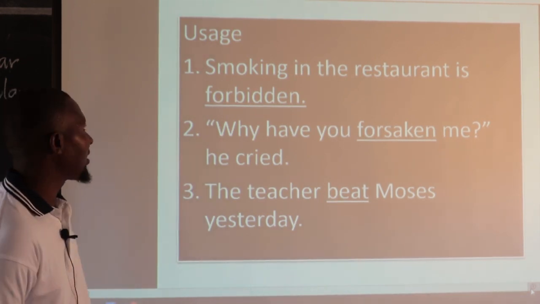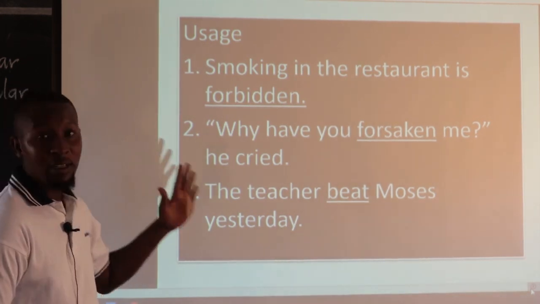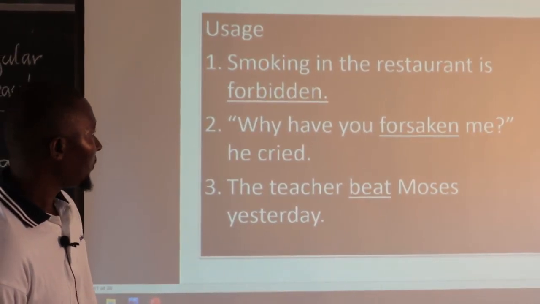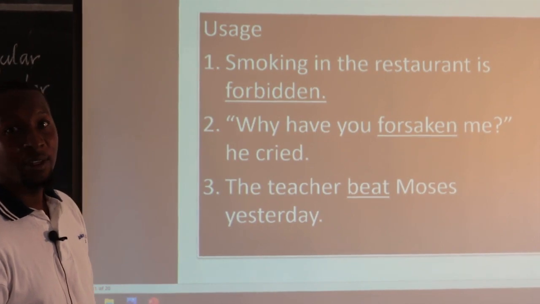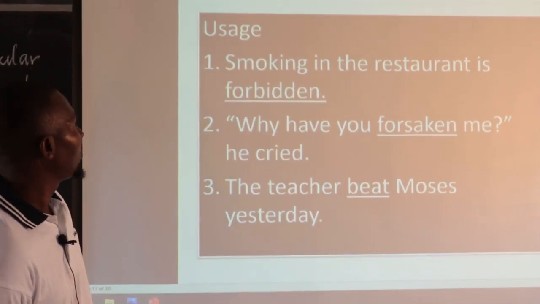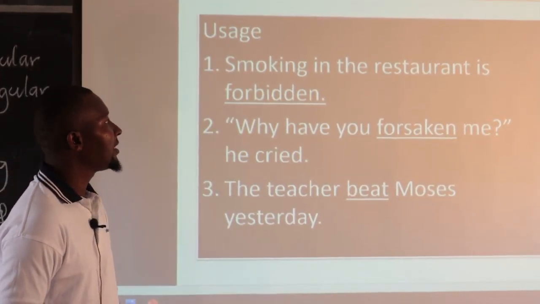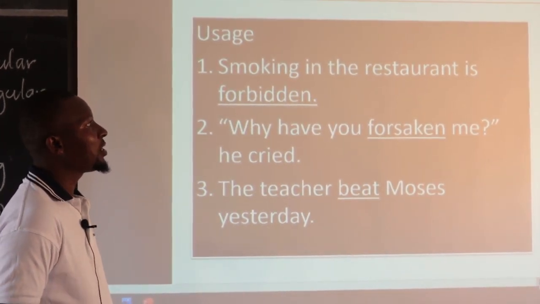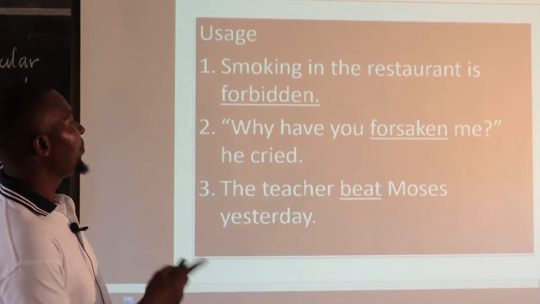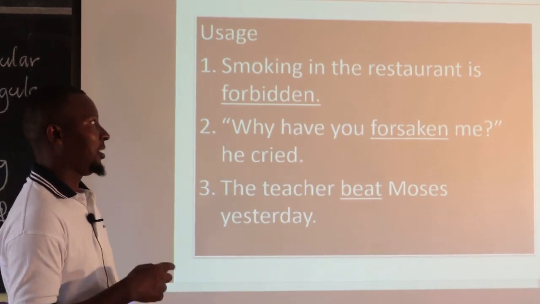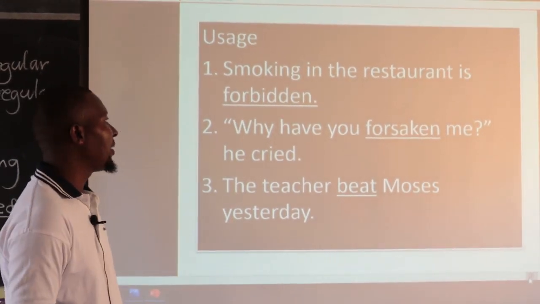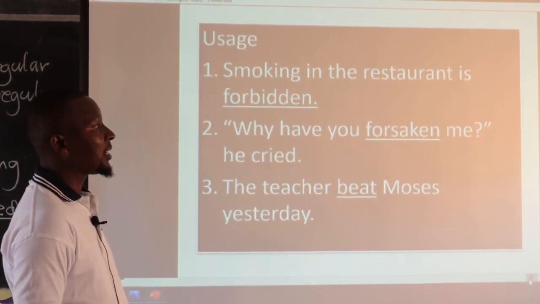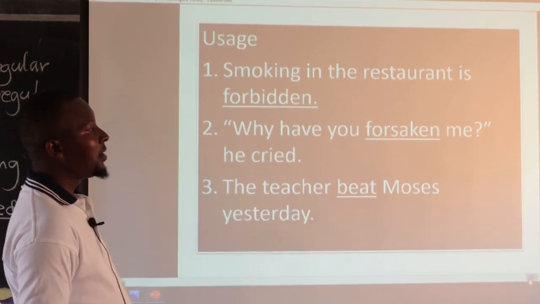Here we have, for instance, you help me read number 1 out there. Okay, read number 2. And number 3. All right, let me take you through. Smoking in restaurant is prohibited. It is forbidden rather. Smoking in the restaurant is forbidden. Forbidden is from the word forbid, and the past participle form is forbidden. Why have you forsaken me? He cried. So the word forsake, in the participle form, we shall get the verb forsaken.